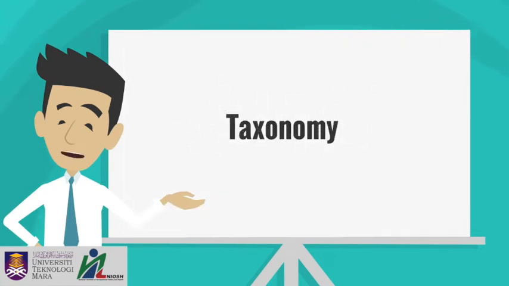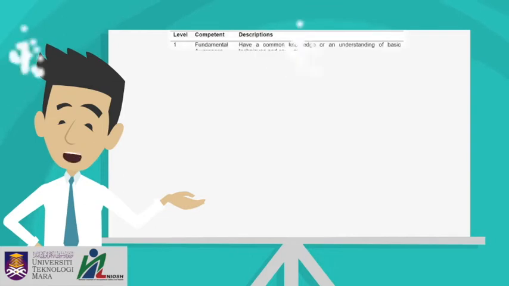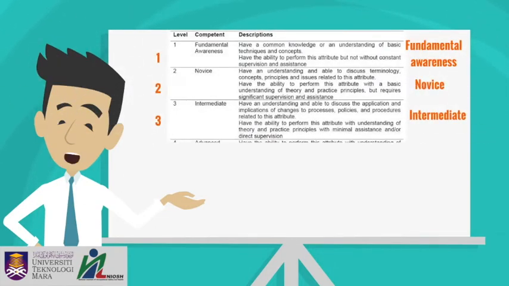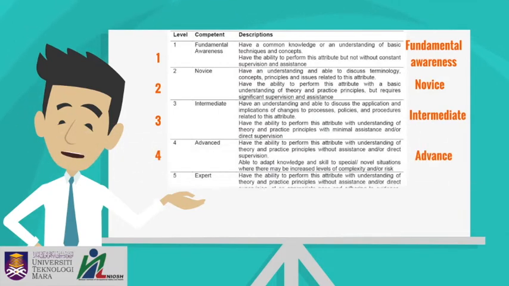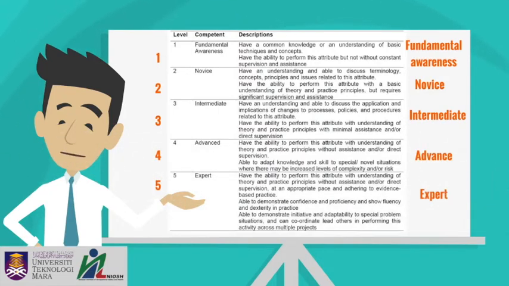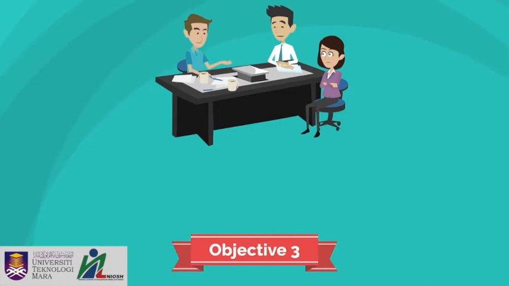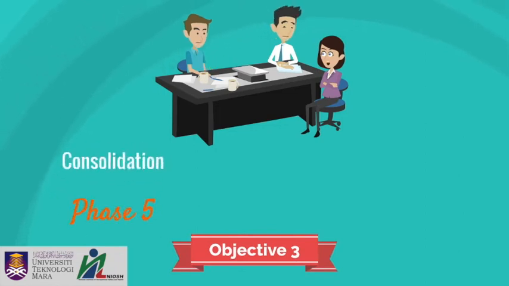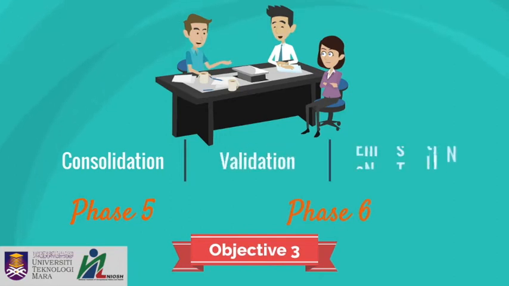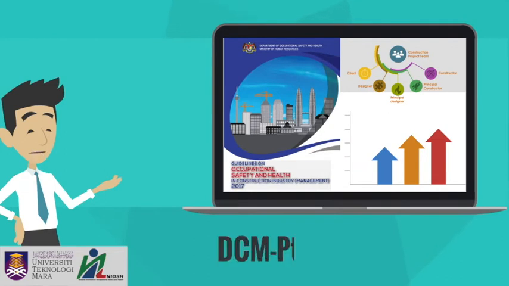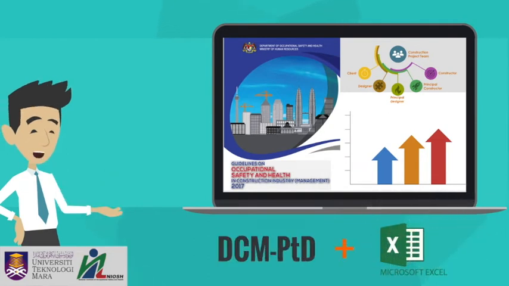The taxonomy descriptions are based on 5 levels: Level 1, Fundamental Awareness; 2, Novice; 3, Intermediate; 4, Advanced; and Level 5 is Expert. The final research process is to develop a DCM-PTD practice. In order to achieve Objective 3, 2 phases were involved, which are Phase 5, consolidation, and Phase 6, validation and demonstration. An Excel-based platform was developed for the administration mechanism for the DCM-PTD.